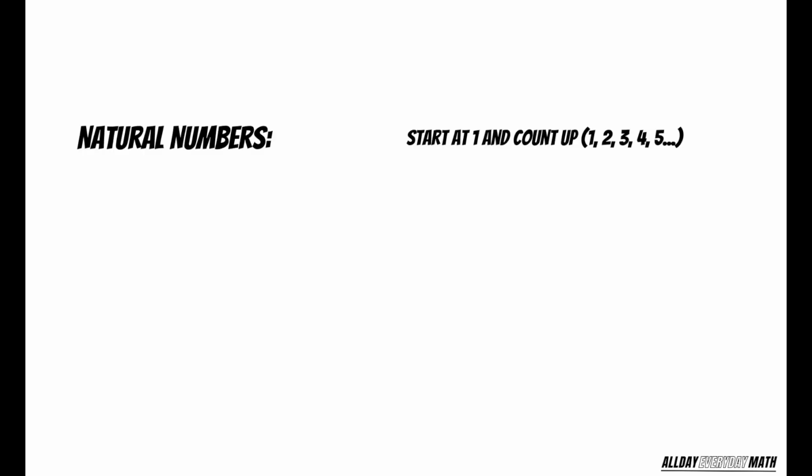Now, within the group of rational numbers, we also have a few other ways that we can classify numbers to be a little bit more specific. So the first group is called natural numbers, and these are also called counting numbers because you just start at 1 and you count up. So 1, 2, 3, 4, 5, 6, 7, 8, just going up to infinity forever and ever. All those are natural or counting numbers.